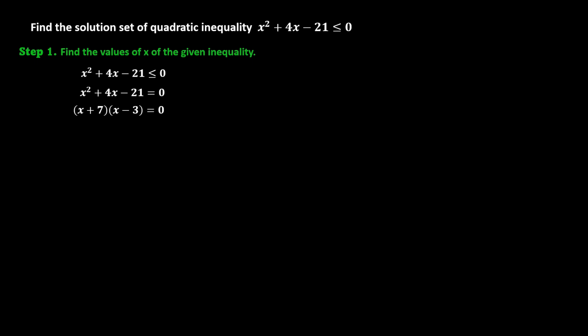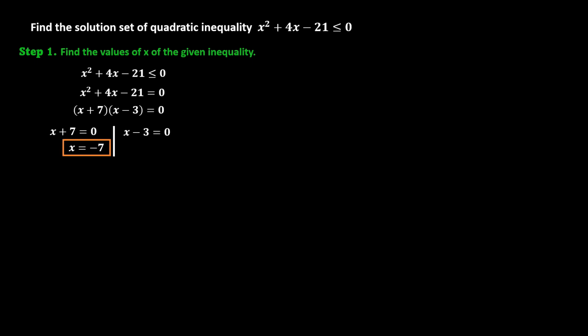We equate each factor to 0. Then, we have x plus 7 is equal to 0, and the other factor, x minus 3 is equal to 0. Then, solve for the value of x in each factor. So, we have x plus 7 is equal to 0. I transposed positive 7 to the other side of the equation. Then, it turns to negative 7. So, we have x is equal to negative 7.